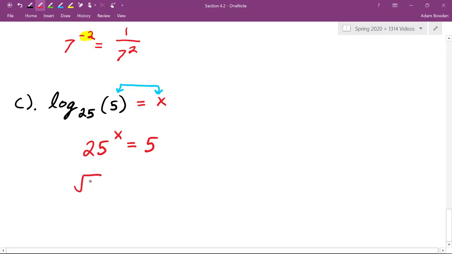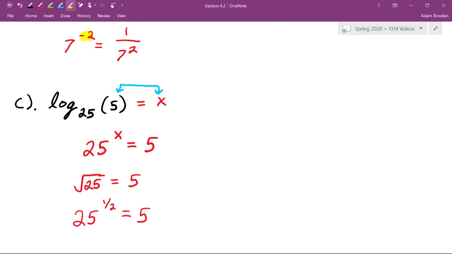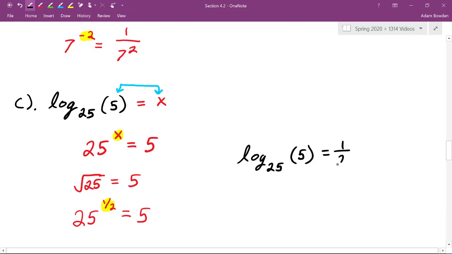Well, we know that the square root of 25 is equal to 5. And roots always have fraction powers that go with them. The square root is the same as a 1/2 power. So 25 to the 1/2 power is equal to 5. So that 1/2 is the power we want for x. So log base 25 of 5 is equal to 1 over 2.